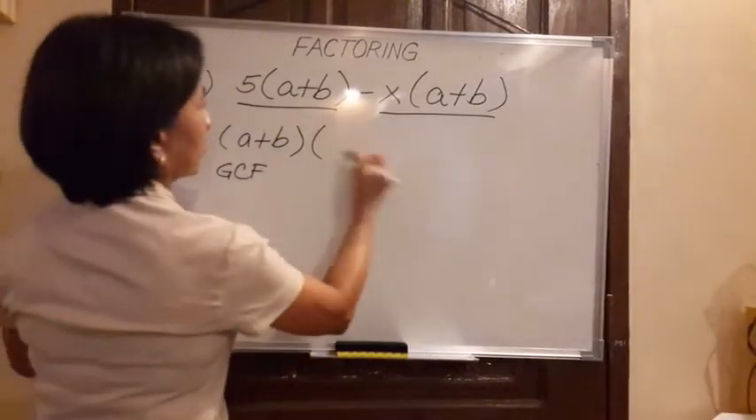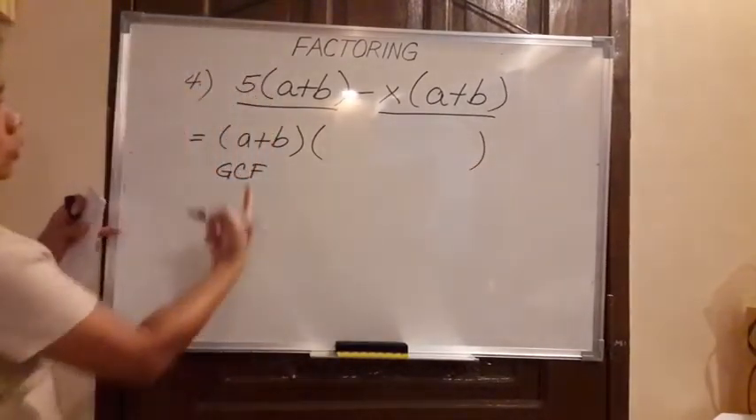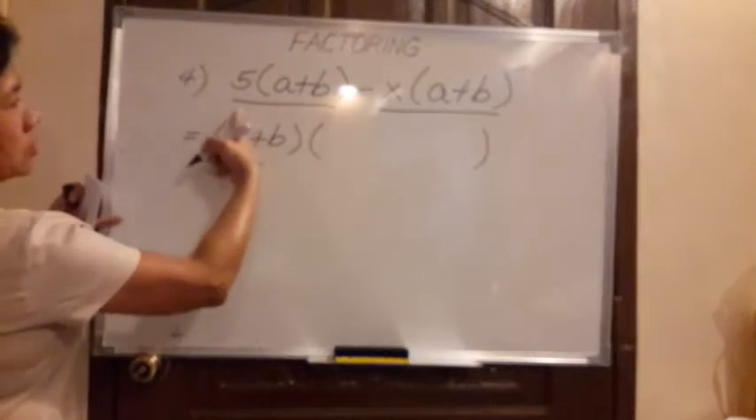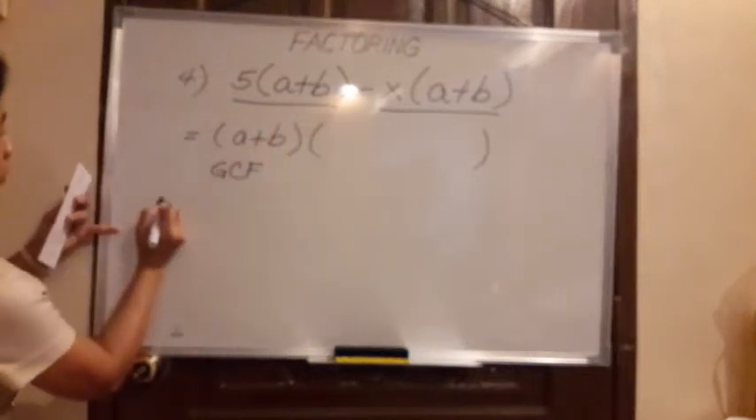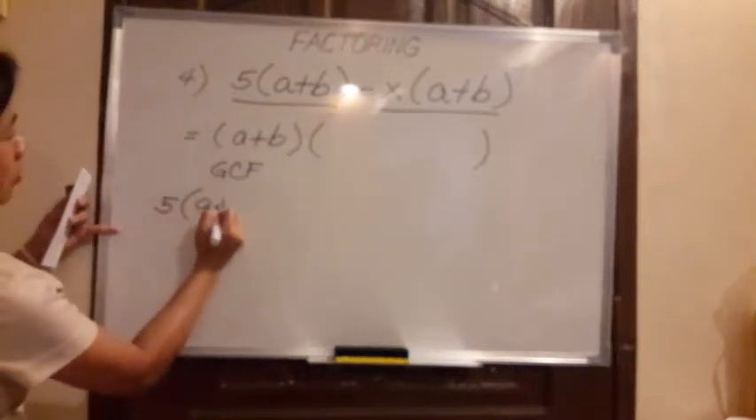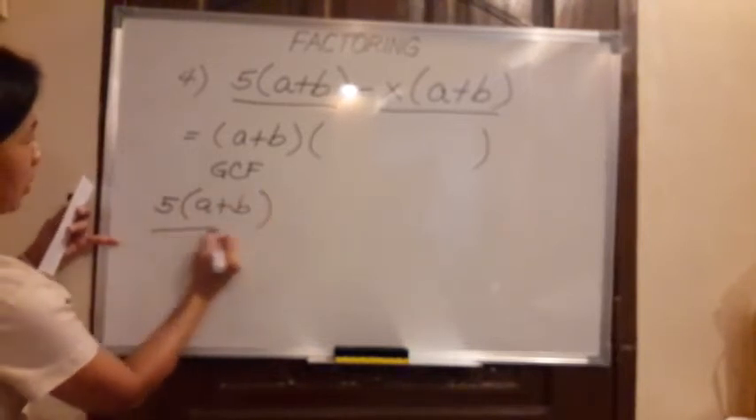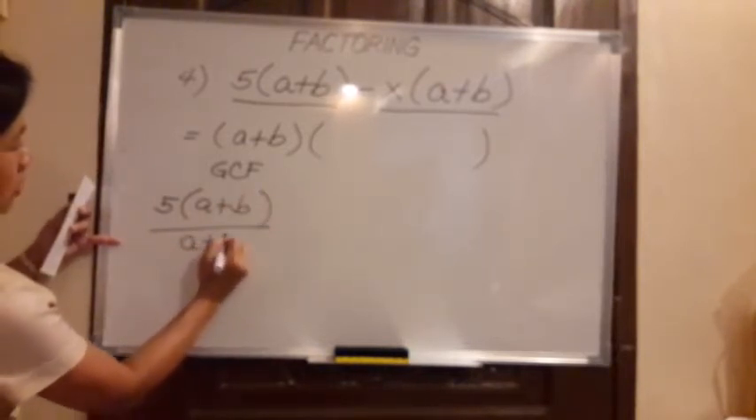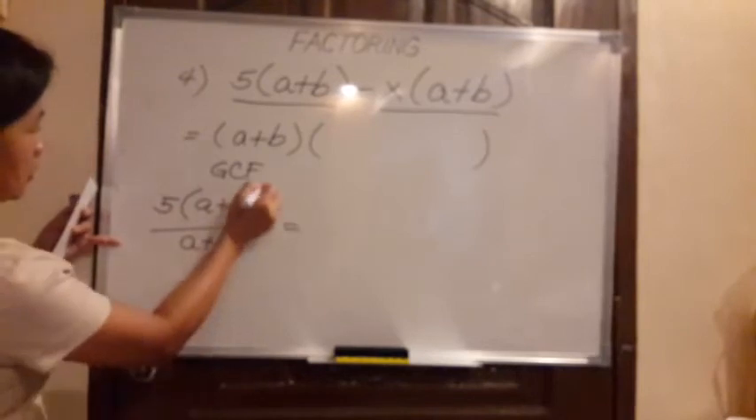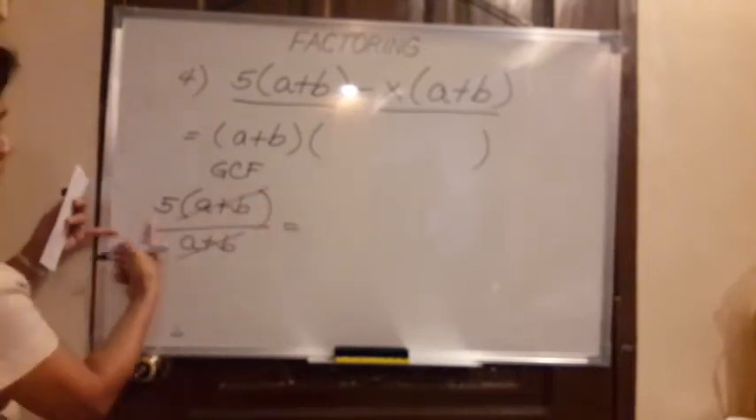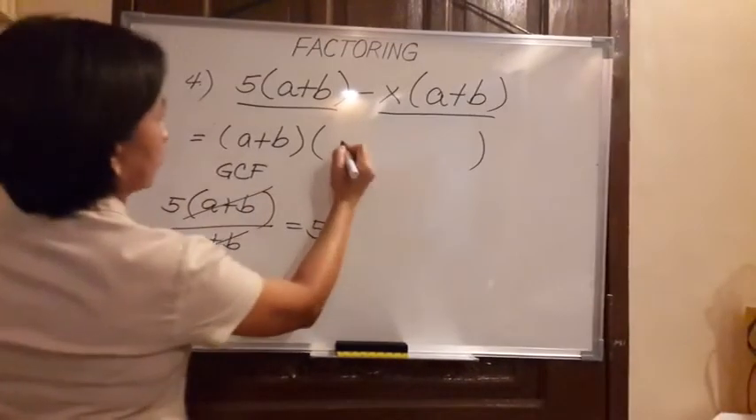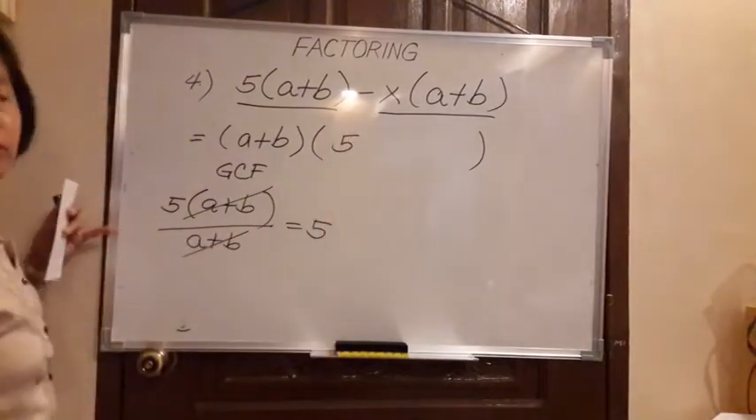For the second factor, we will divide each term. Consider this as the first term. Divide 5 times the quantity A plus B by the greatest common factor A plus B. Cancel A plus B. The remaining quotient will be 5. So this is positive 5.